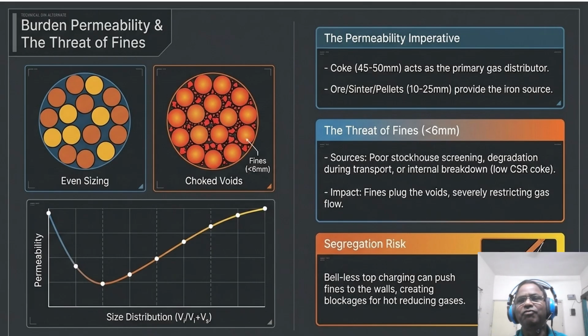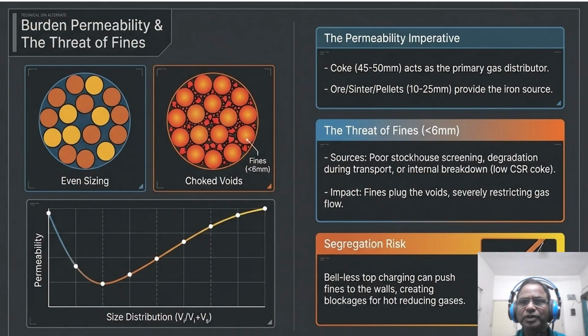But fines under 6 mm are a constant threat, and as we can also see in the Biswas fines curve, after this 5 to 6 mm fines, our pressure increases tremendously, shooting straight up. So this is a segment where the maximum threat to the furnace is there, and all operators need to be extremely focused on it. Fines from poor screening or low CSR coke plug the voids, choking the gas flow and initiating a cascade of failure.